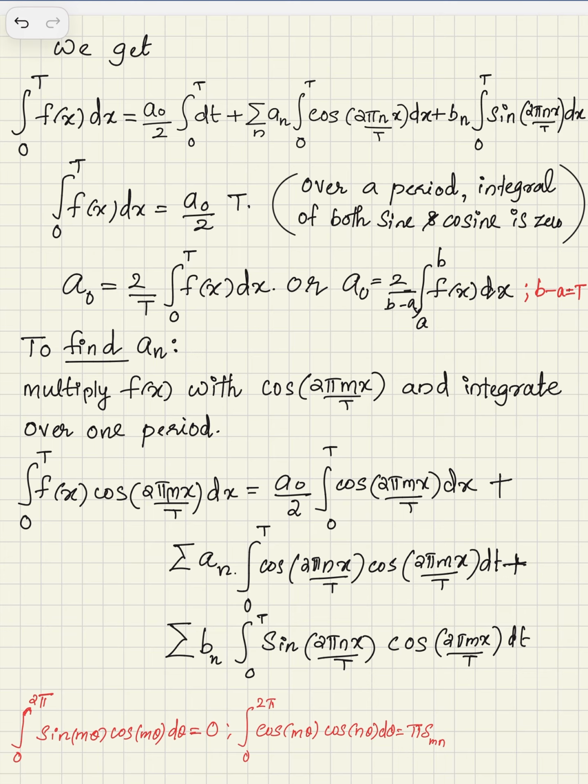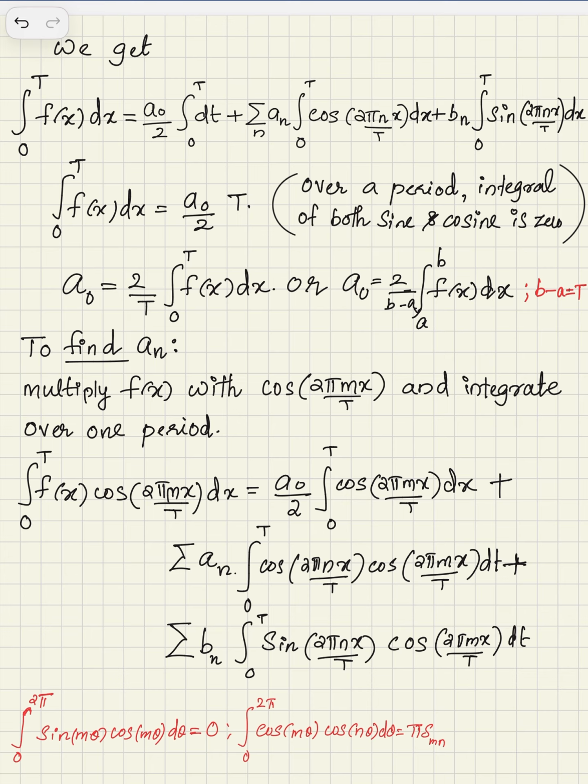And one more point is, no need to integrate from 0 to t. You can as well integrate from minus t by 2 to t by 2, or you can integrate from a to b, provided b minus a should be a period. B minus a should be the period. So integration should be over one period. 2 divided by t, this is b minus a. If you are taking the limits as a and b, then b minus a should be the period.